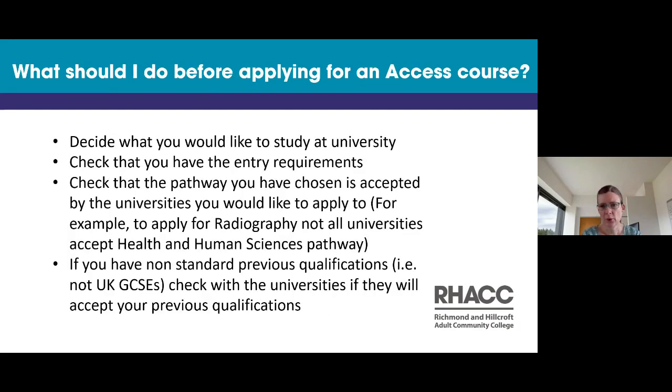So what should I do before applying for an Access course? Well, first of all, you need to decide what you would like to study at university, and you need to check that you have the entry requirements, like the GCSEs or functional skills in English and maths. You need to check that the pathway you have chosen is accepted by the universities you would like to apply to. For example, this is one we commonly come across. To apply for radiography, not all universities will accept Health and Human Sciences pathway.